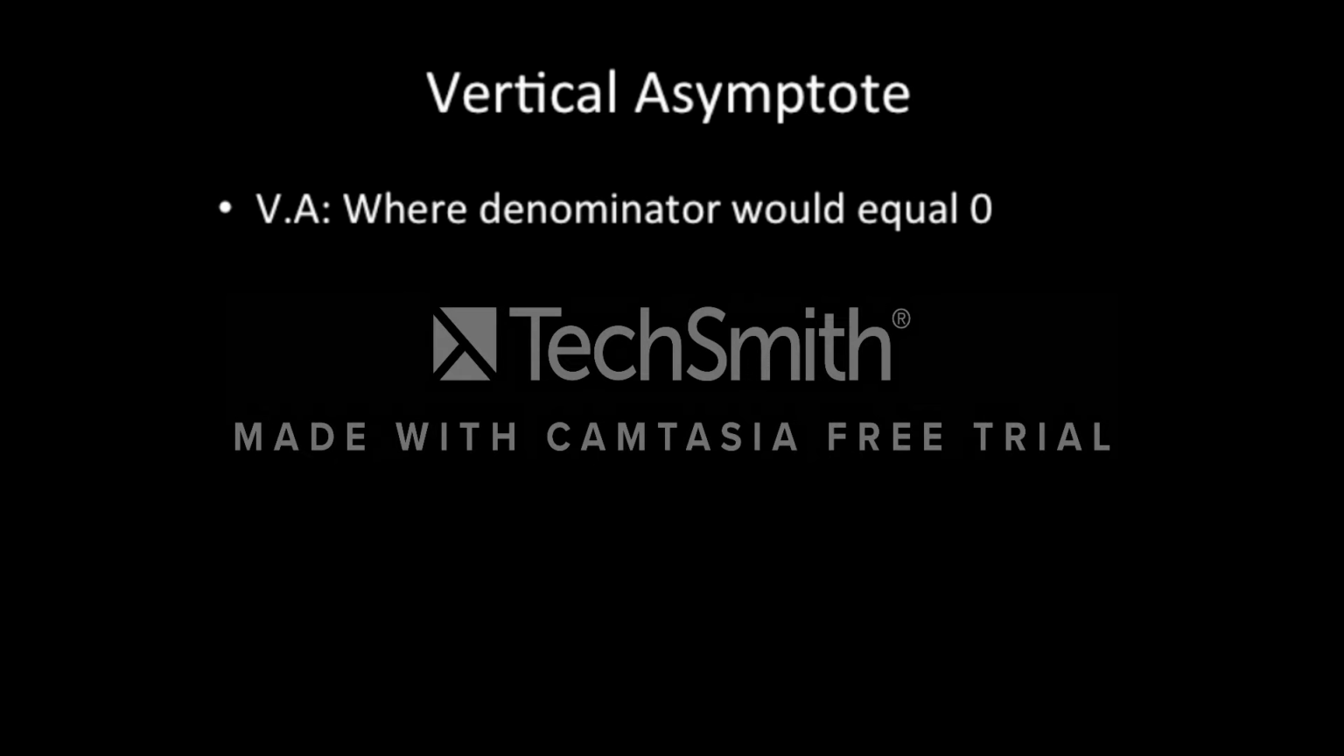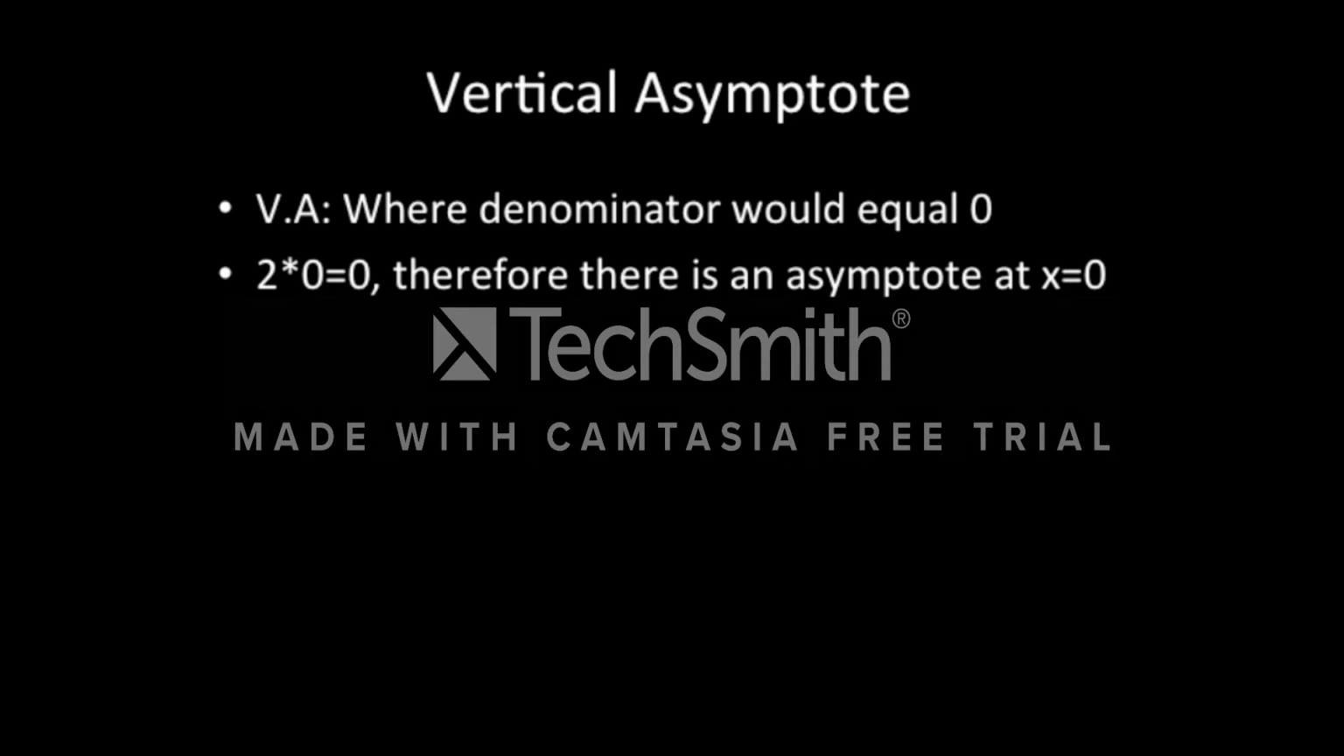In the case of all rational functions, there is both a horizontal and vertical asymptote, as well as sometimes holes. However, in the case of a vertical asymptote, it is simply determined by what number would make the denominator equal to 0. In the case of our function, it would simply be 0, since 2 times 0 is still equal to 0. So therefore, the vertical asymptote of this graph would be at x is equal to 0.